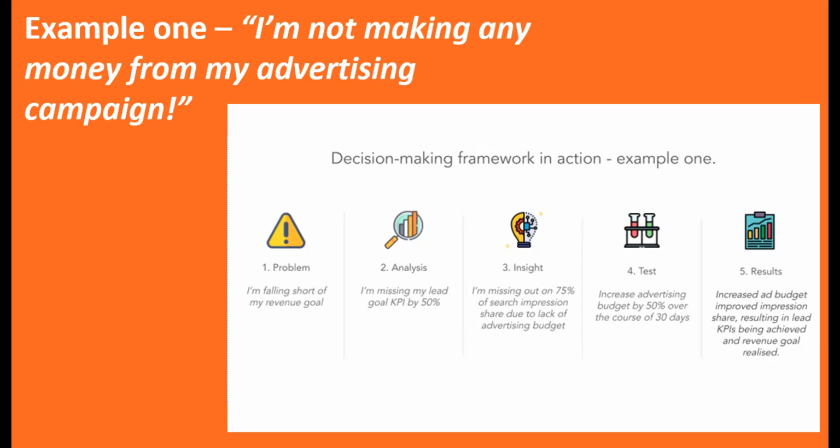Okay, so what is the insight on this? Yeah, third point. Insight: I am missing out on 75% of search impression share due to lack of advertising budget. So here they're saying that due to my low advertising budget, some features of advertising are not included, or my advertisement is not up to the mark because my advertisement budget is not enough.